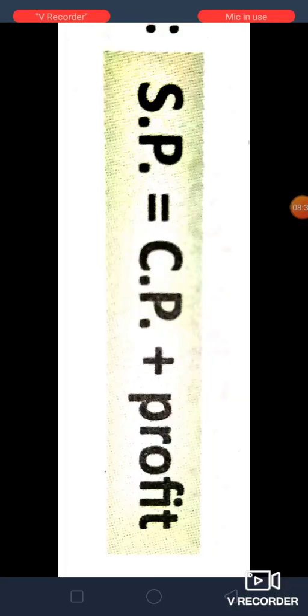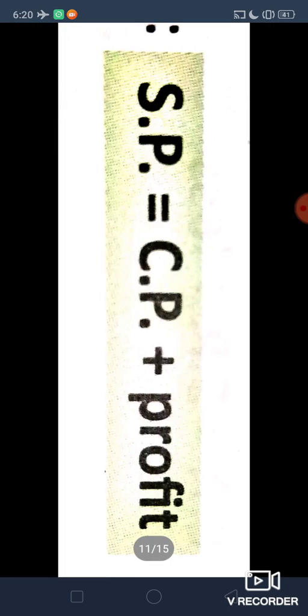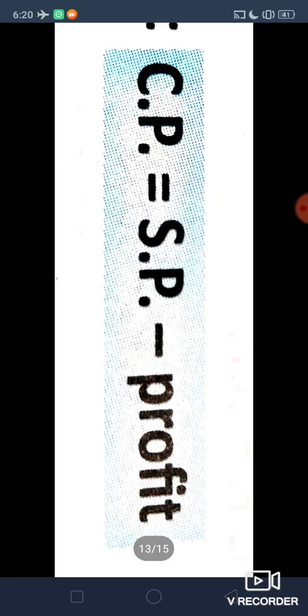So you learn these 4 formulas: SP is equal to CP plus profit, SP is equal to CP minus loss, CP is equal to SP minus profit, and CP is equal to SP plus loss. These 4 formulas you have to learn and also write in your copy, and tomorrow we'll discuss the exercise questions related to these formulas.